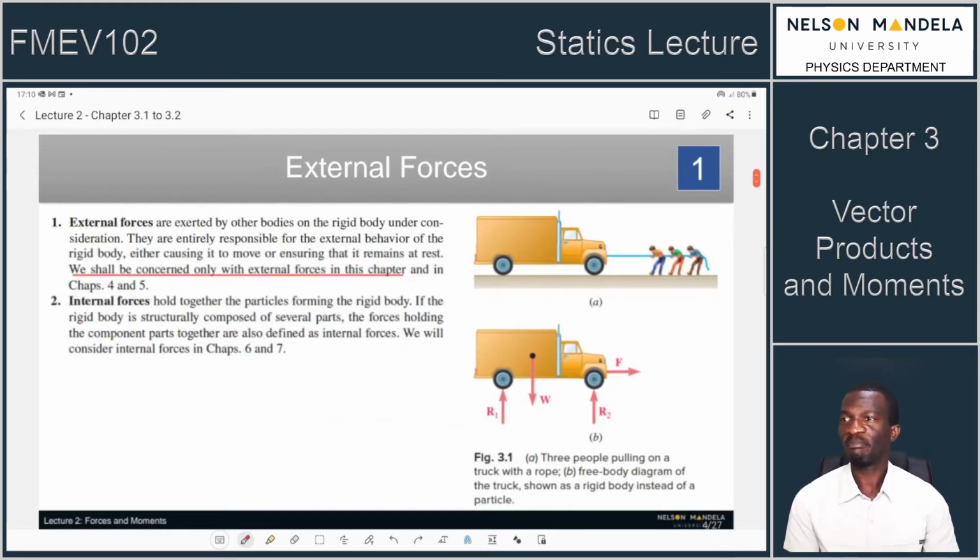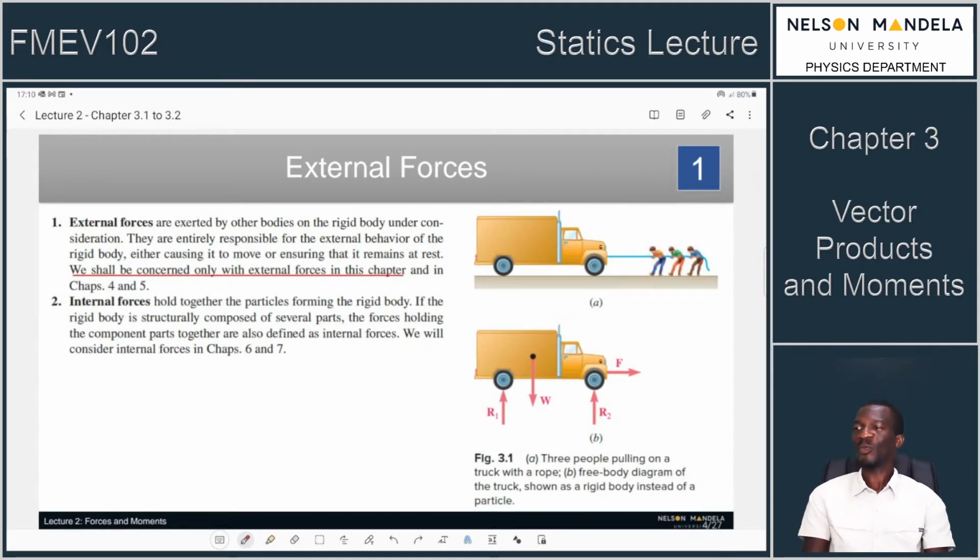The first principle is that we will work with external forces that are acting on a body. An example of a body is the vehicle that is shown in figure 3.1, part A above there. That vehicle is a huge truck, and there are 3 people trying to pull it. Their pulling force can be described by some force vector F in the x direction.